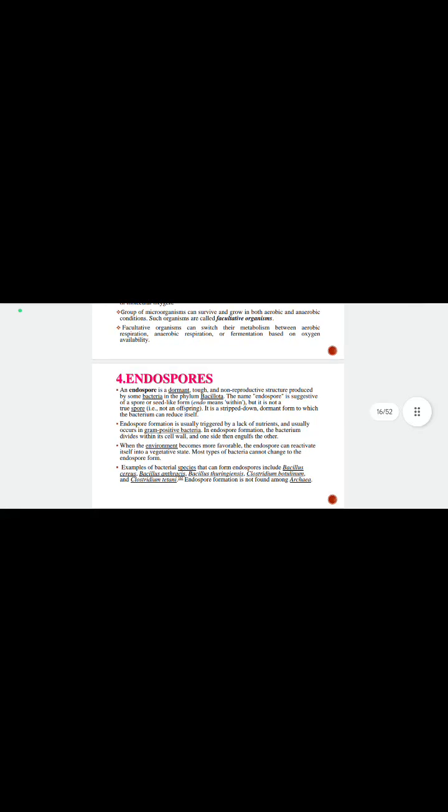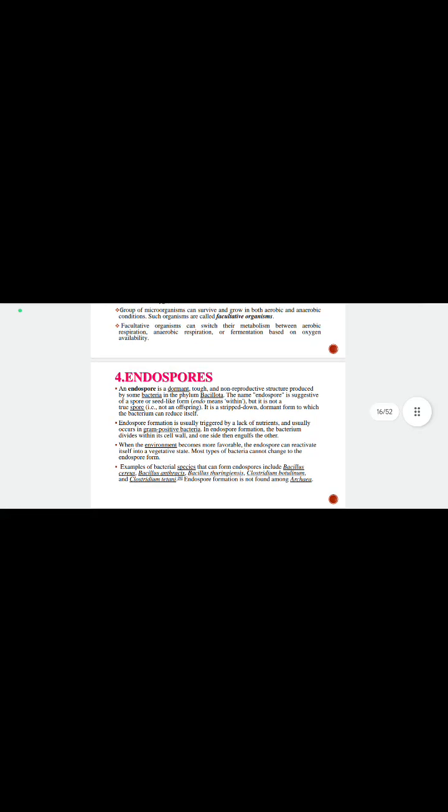Endo means within, but it is not a true spore, that is, not an offspring. It is a stripped-down, dormant form to which the bacterium can reduce itself. Endospore formation is usually triggered by a lack of nutrients and usually occurs in gram-positive bacteria. In endospore formation, the bacterium divides within its cell wall and one side then engulfs the other.